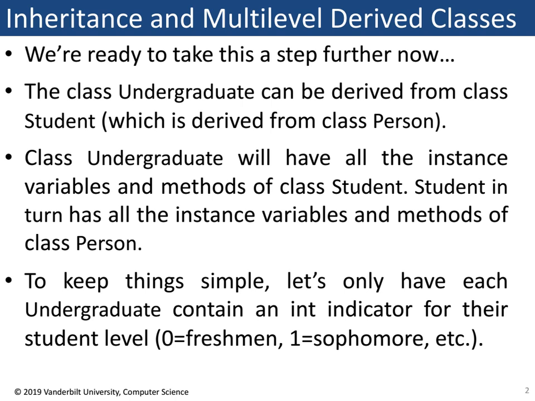We have derived the class student from the class person. Now we need to derive the class undergraduate from this derived class student. So class undergraduate will have all of the instance variables and methods of the class student, which has all of the instance variables and methods of class person. To keep everything simple, let's only have each undergraduate contain an int for their current level, their current year. So 0 for freshman through 3 for senior.